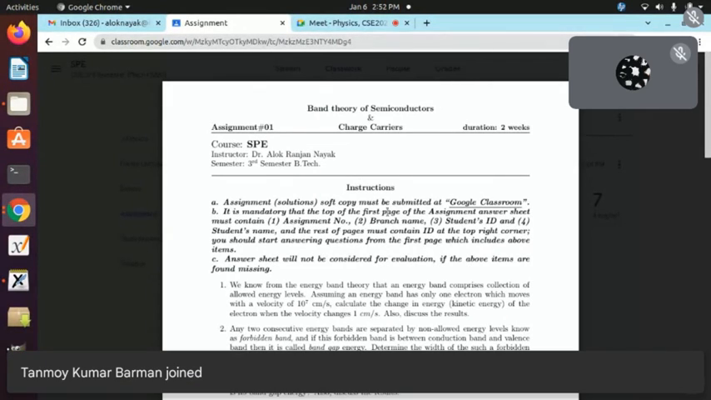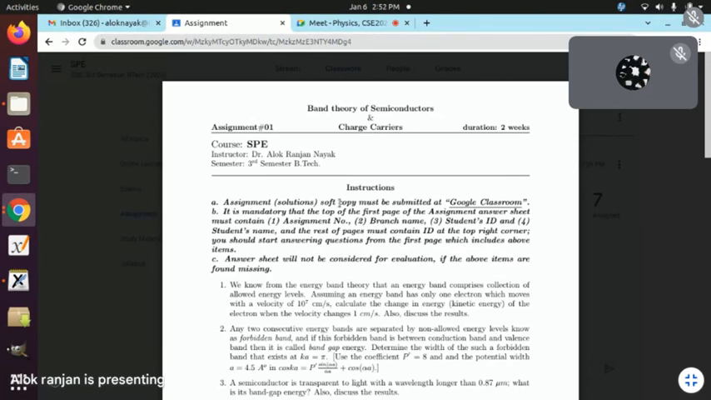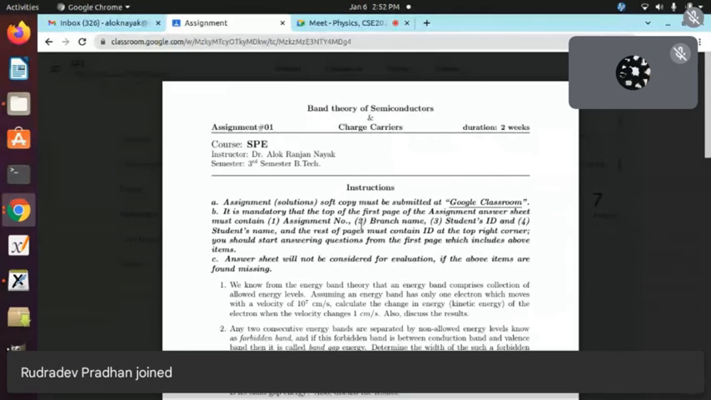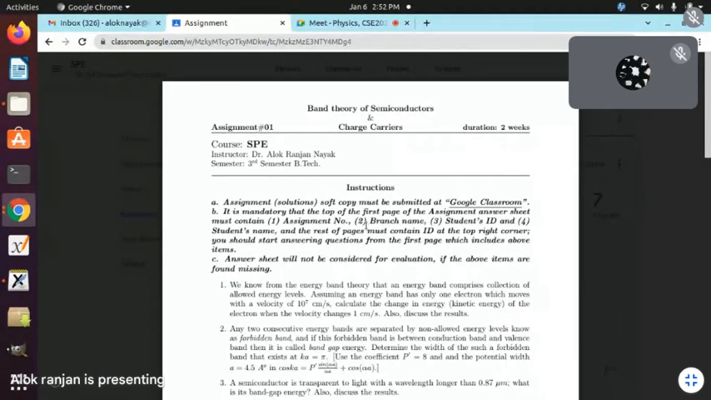And then you can use soft copy. That means you can write on paper, A4 size paper, and scan it and upload it as a PDF file. Okay. Got it? Yes, sir.